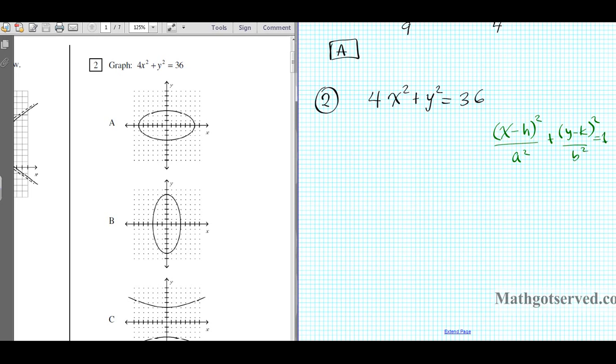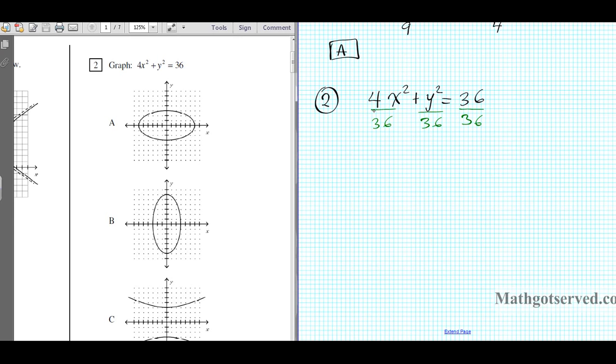Okay? So we have two goals in mind. First of all, we want to get rid of the coefficient of the x squared, and we also want to make this a 1. In order to accomplish that, if we divide both sides by 36, that will be sufficient. So let's go ahead and do that. We're going to divide every single term by 36.